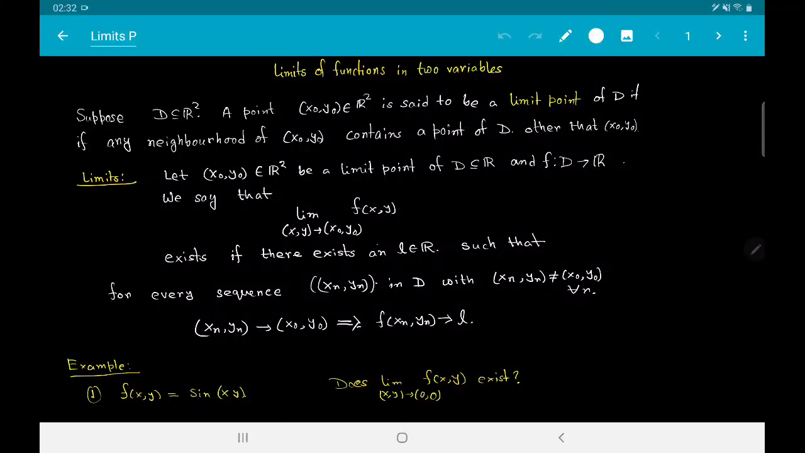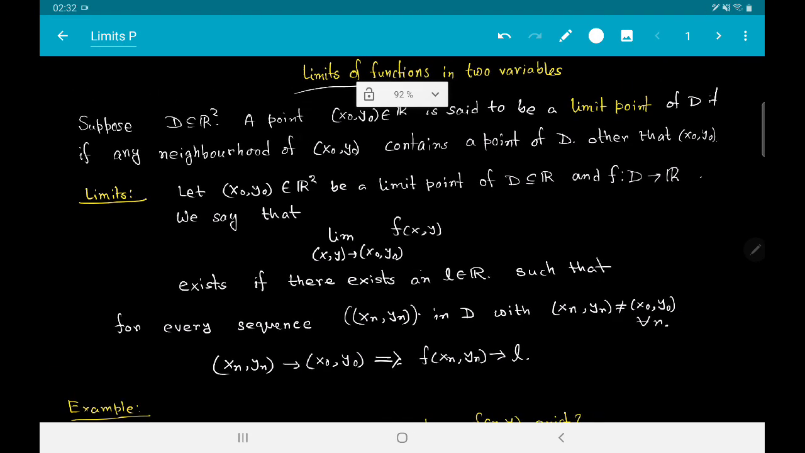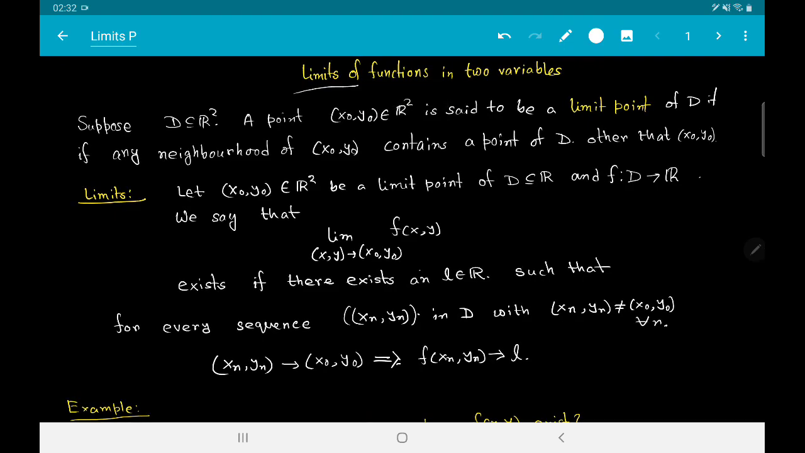We have now seen the notion of continuity of functions in two variables, and now it is time that we talk about limits of functions in two variables. So here, first, in order to define limits of functions, I need to understand what is a limit point of a set. So let us begin.